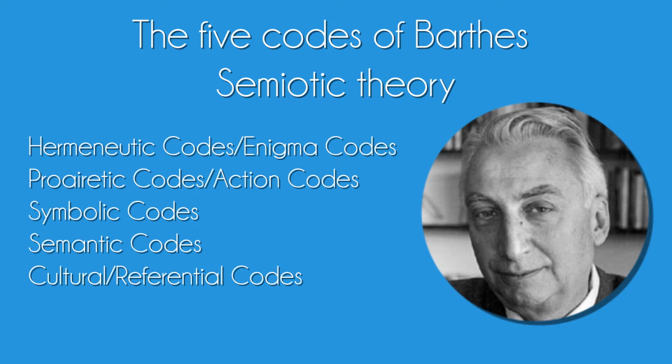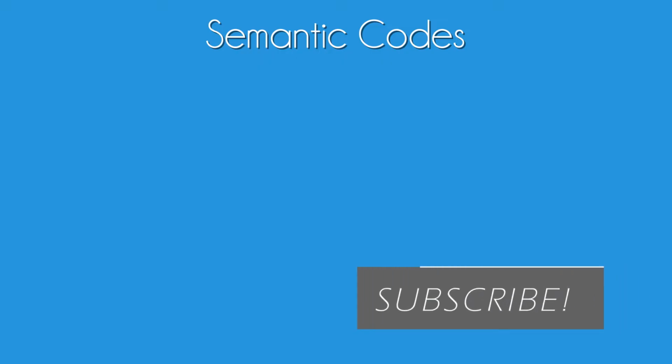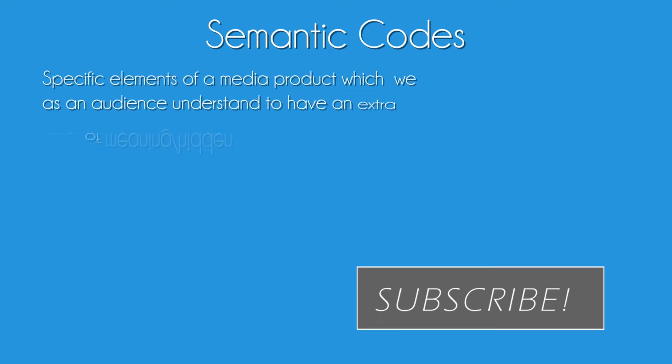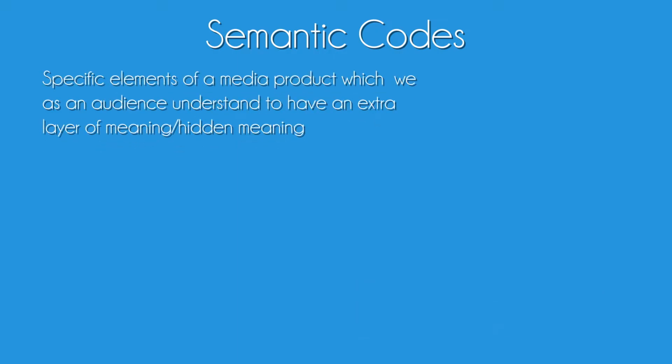Okay, so let's start with an easy one. Let's start with semantic codes. Semantic codes are certain elements of a media product which we as an audience understand to have an extra layer of meaning or hidden meaning. So this isn't necessarily something we consciously think about when we see them, but let's look at an example.